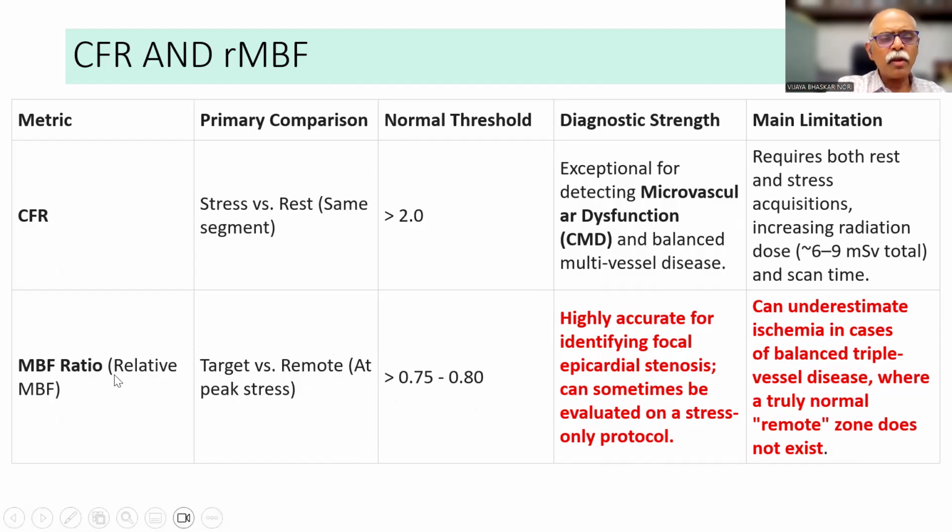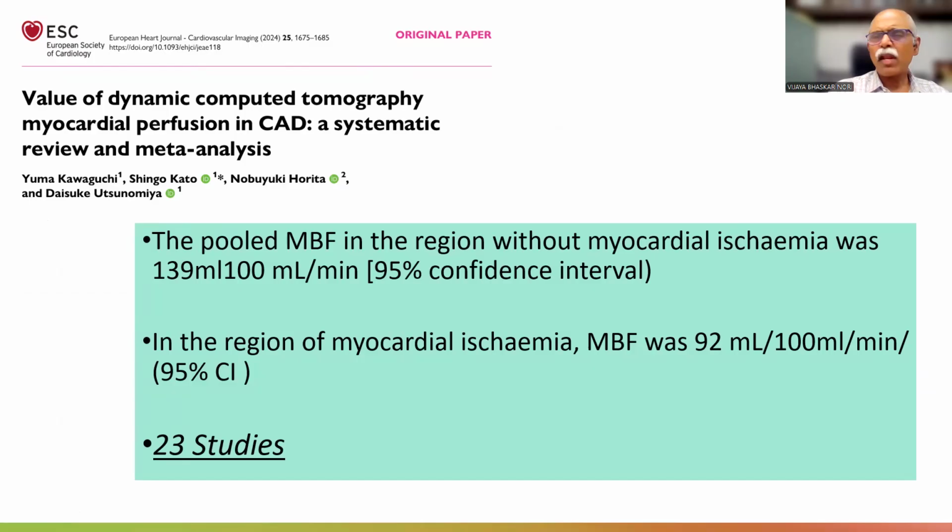And this relative myocardial blood flow ratio is highly accurate for identifying focal epicardial stenosis, and is sometimes evaluated on a stress-only protocol. Now, this can underestimate ischemia in case of balanced triple vessel disease, where a truly normal remote zone does not exist. So that is why absolute myocardial blood flow values are, as of today, the mainstay in trying to diagnose hemodynamically significant stenosis. And any absolute myocardial blood flow at stress less than 100 ml per 100 ml per minute is considered to be significant ischemia. Now, there's a pooled meta-analysis from 23 studies which shows that normal myocardial blood flow at stress, to say it's normal myocardium, should be more than 139 ml.